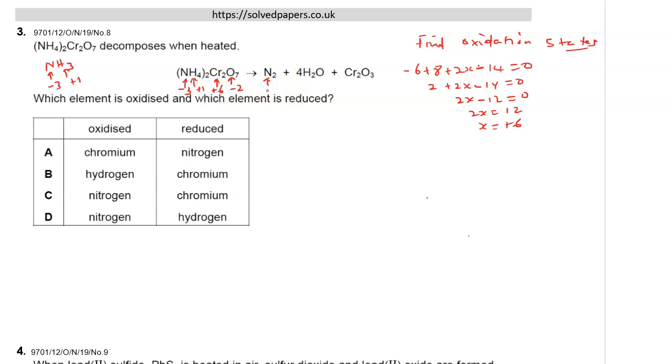The oxidation state of an element is 0. The oxidation state of oxygen here is minus 2, of hydrogen is plus 1. Oxygen here is minus 2 times 3, negative 6. So this should be plus 6 here. So plus 6 divided by 2 gives us plus 3. So you can see from chromium here to this chromium here, chromium has decreased from plus 6 to plus 3.